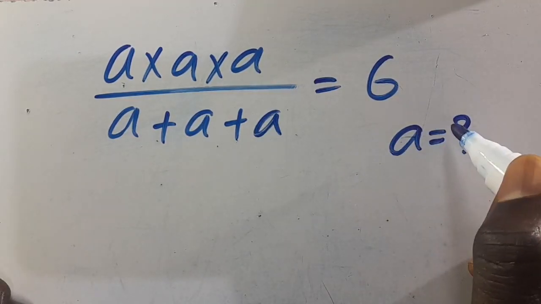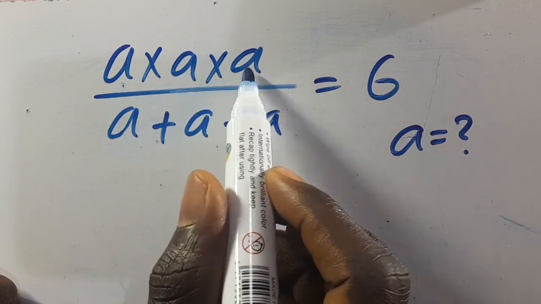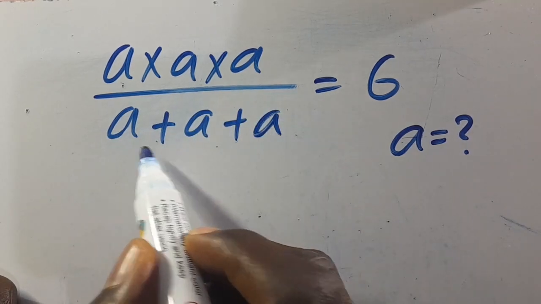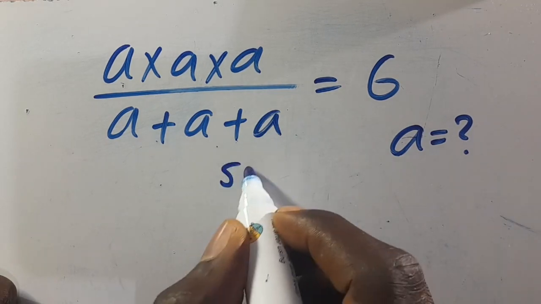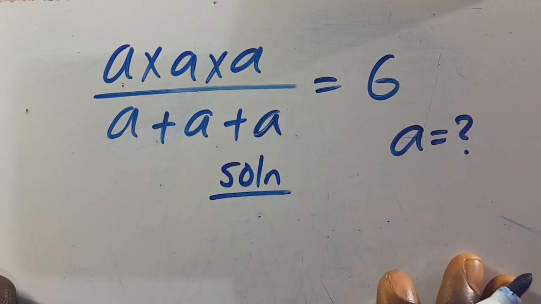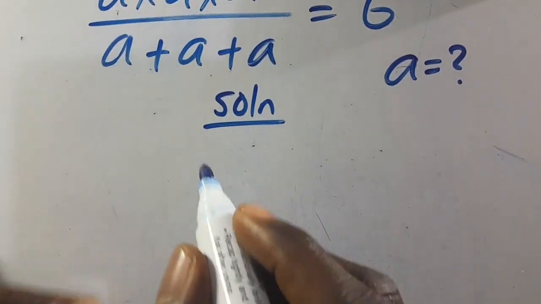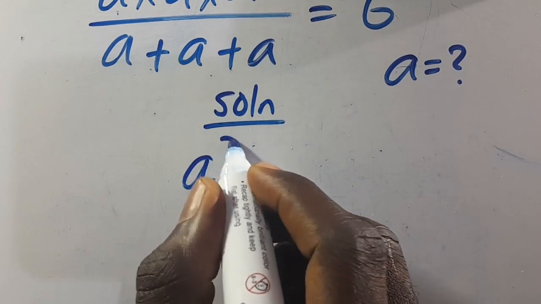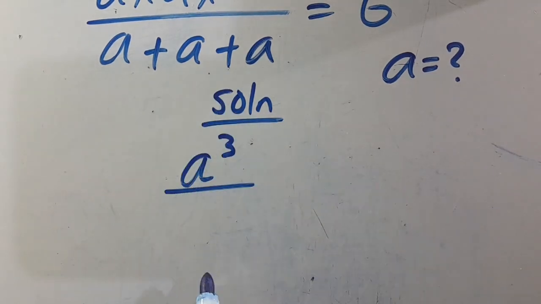Hi, what's the value of a? Given that a times a times a divided by a plus a plus a equals 6. a times a times a will give us a to the power of 3, divided by a plus a plus a, which will give us 3a, equals 6.